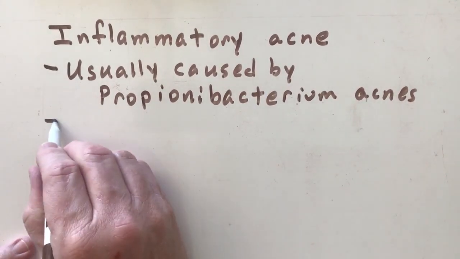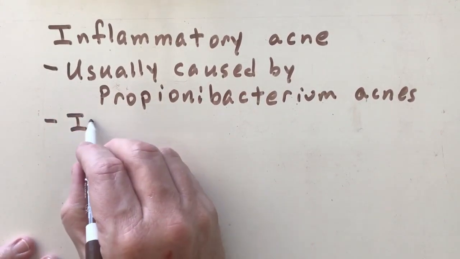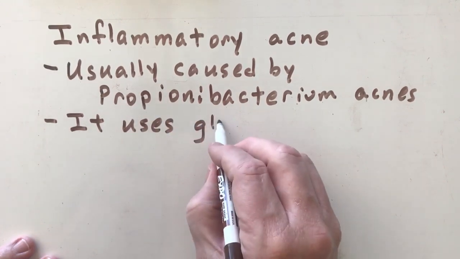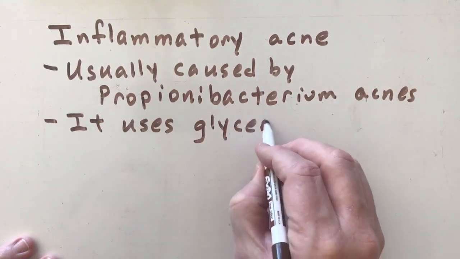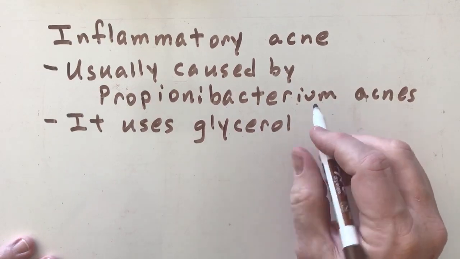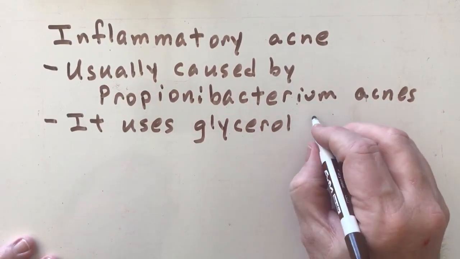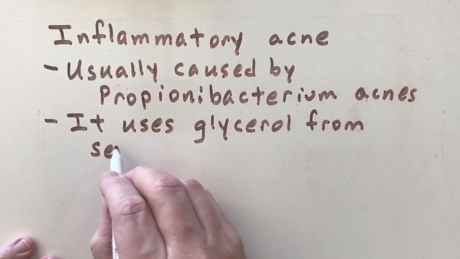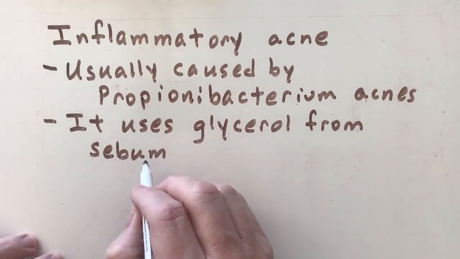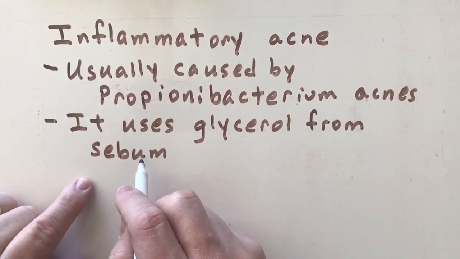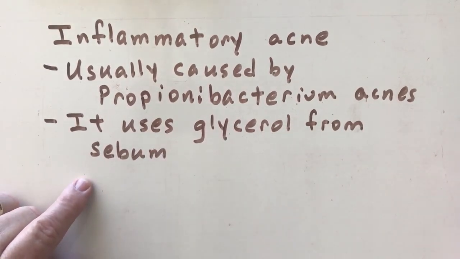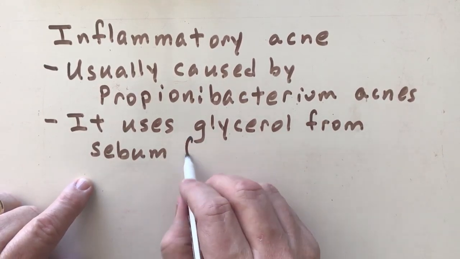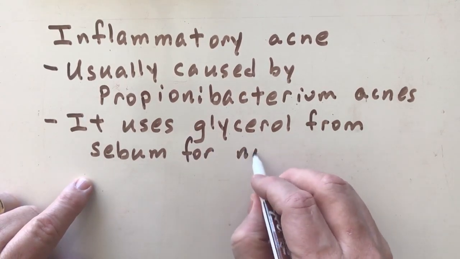Okay, and what this does is it uses glycerol for nutrition. And where does it get glycerol from? From sebum. Glycerol is an oil. And if you recall from the last video, we said sebum is the oil that is produced that actually gets on hair and gives you the oil in your hair. So it uses glycerol from sebum for nutrition.